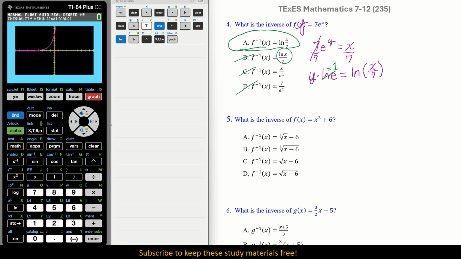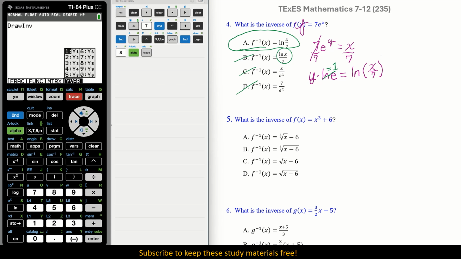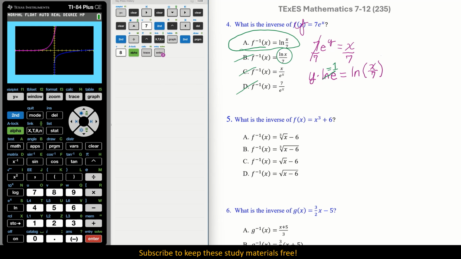Let's graph that first. Now let's say second draw and we need number 8. And remember, you go to alpha trace. Number 1 is already highlighted. Let's push enter, excuse me. And as you see, the blue, a little bit hard to see, gives us that inverse.